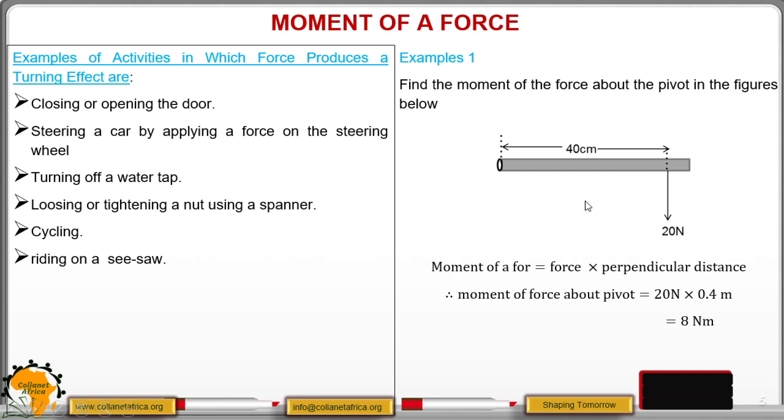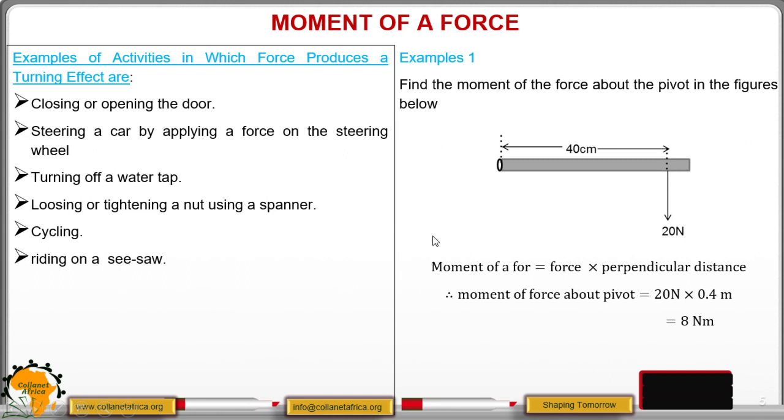So that illustrates the moment of a force, and I hope that it has gone well with you. Whenever you don't understand, it is good to revisit again and go through the notes till the point you understand. And in case you don't understand, it is always good to consult your teacher or your peers, so that you get the best out of this, because in Colonet we are always ready for you, and we are ready to take part in shaping your tomorrow.